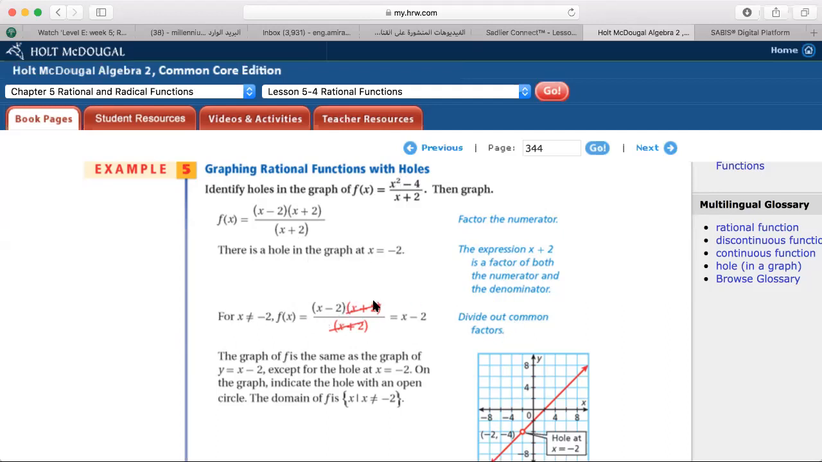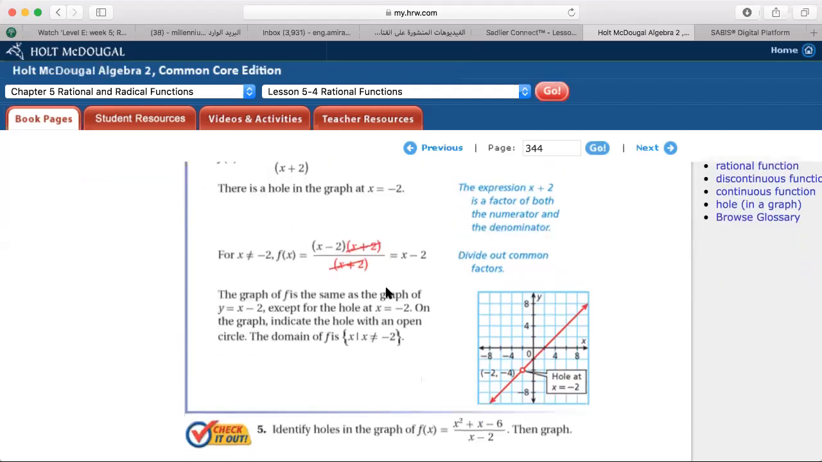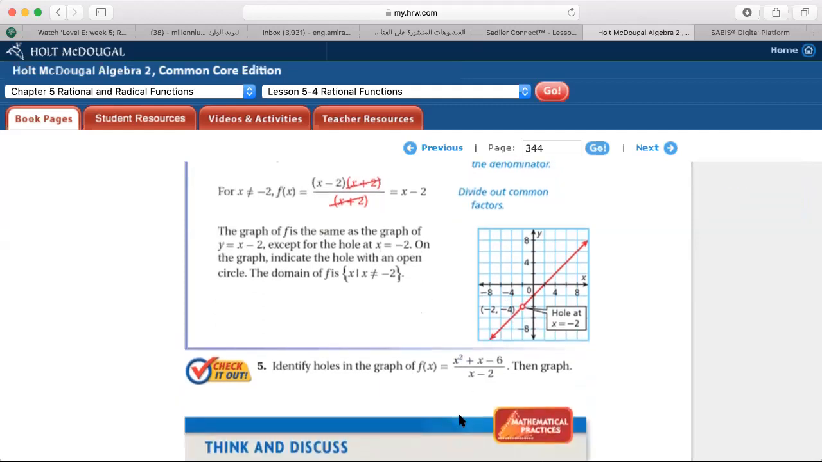When I divide out the common factors, I am left with x minus 2. The graph of f of x is the same as the graph of y is equal to x minus 2, except for the hole at x is equal to negative 2. There will be a hole in the graph where x is equal to negative 2. On the graph, indicate the hole with an open circle. You will indicate the hole here as an open circle.